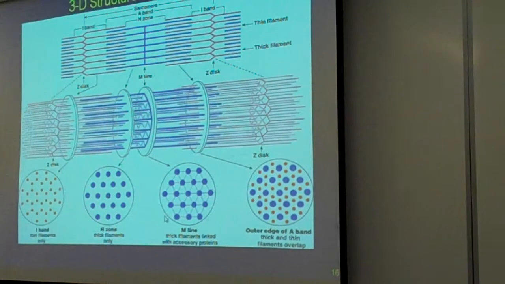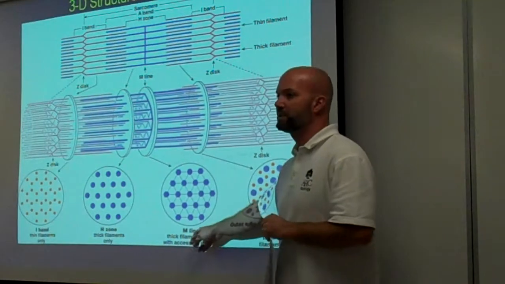Down here under M line, so this is if you cut through the M line, you not only see the thick filaments, but you see the structural proteins connecting them. They're calling them accessory proteins. We're going to call them structural proteins.